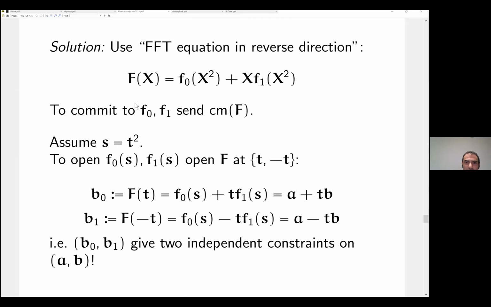Maybe I will look at the chat. Guillermo just wrote, I guess the TLDR is that B0 and B1 are injective functions of A and B. Yeah, exactly. You can use the chat if you prefer. Right, so that's the basic idea.